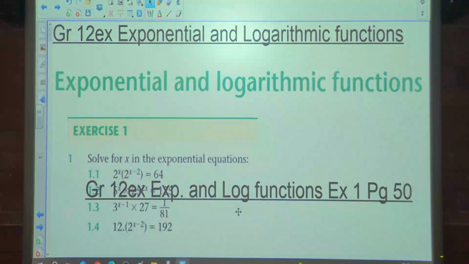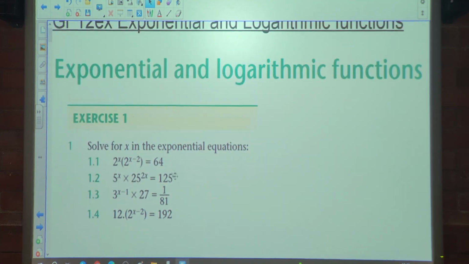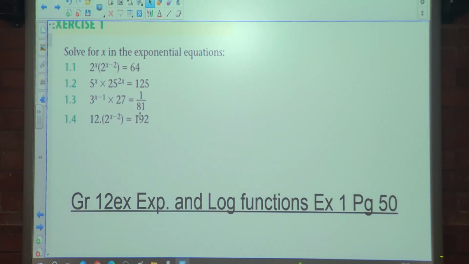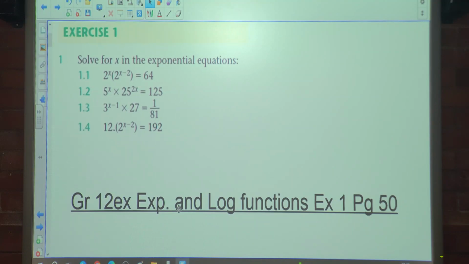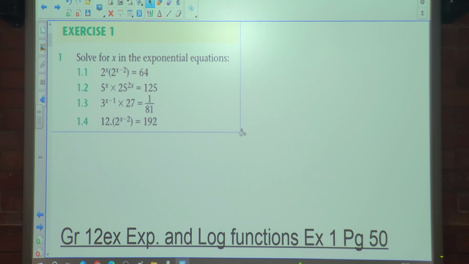Okay, good morning, class. So today we're looking at exponential and logarithmic functions. For this video, we're going to look at exercise 1. In this exercise we did the whole exercise, so I'll answer these questions accordingly. Okay. The question 1.